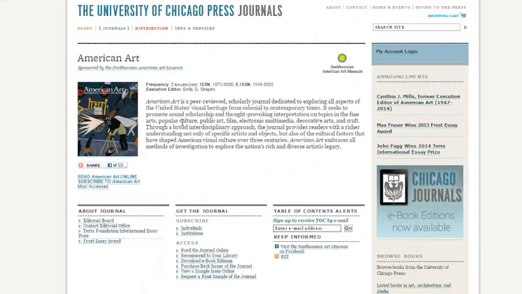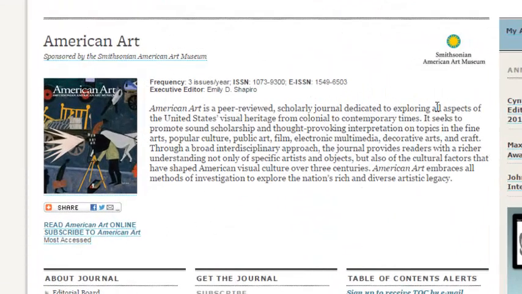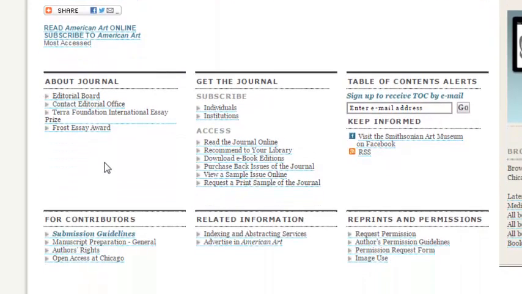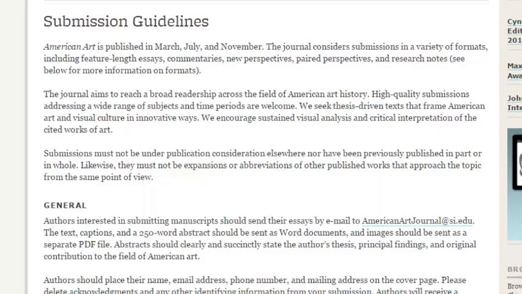American Art is another peer-reviewed scholarly journal, and it tells you right there, so we know it's peer-reviewed. Here are some things you might want to check out. Take a look at the editorial board. That can give you an idea of who makes up that board and what kind of qualifications they have. You might also want to look at the submission guidelines for, again, that same kind of information.